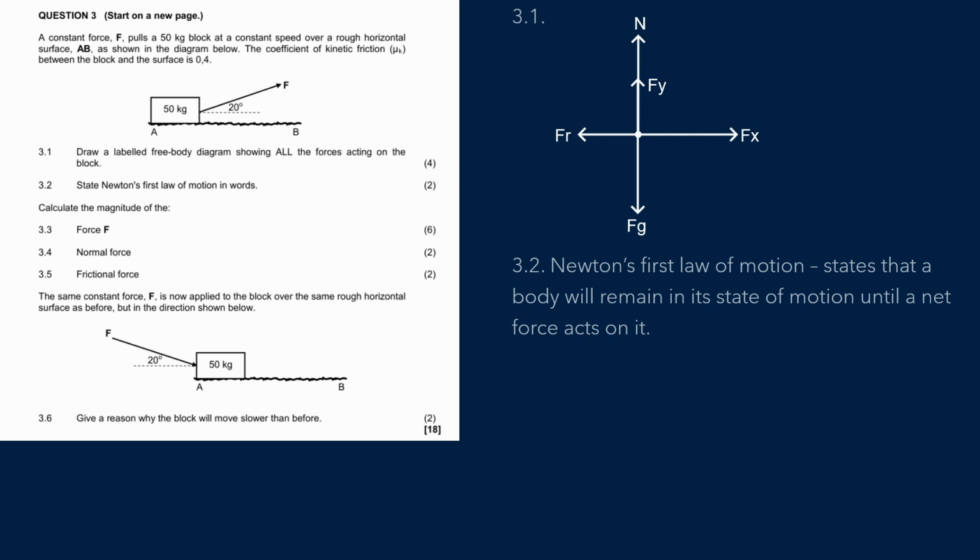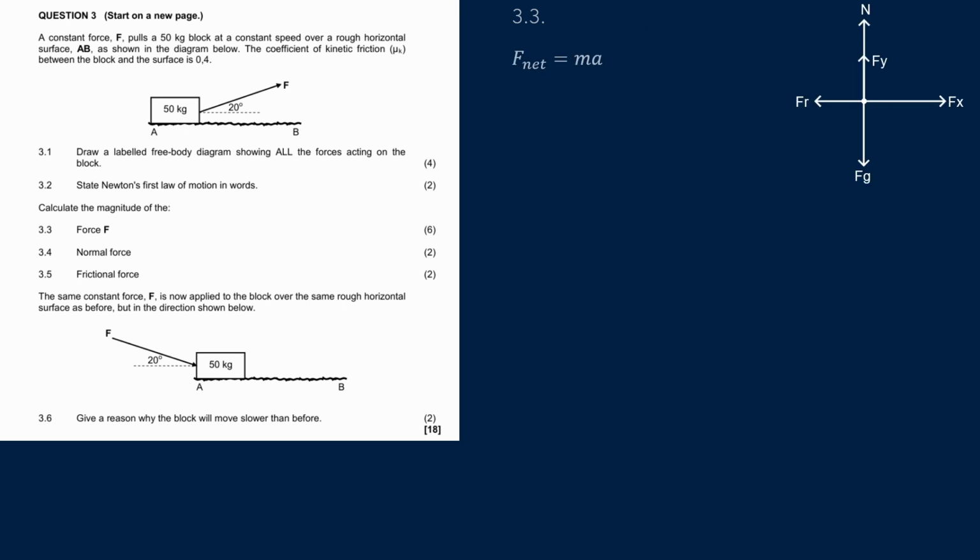Newton's first law of motion states that a body will remain in its state of motion until a net force acts on it. Moving on to 3.3. Calculate the magnitude of force F. Here I know that I will have to apply Newton's second law of motion. And doing that, I get F net is equals to mass multiplied by acceleration.